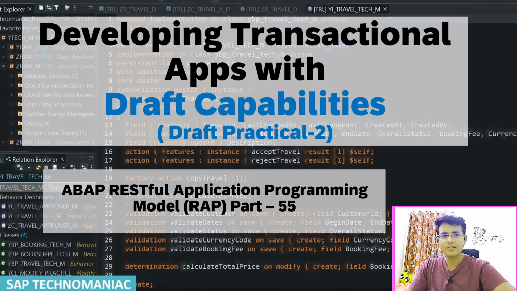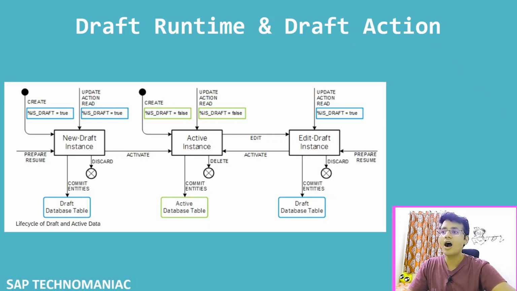Hello everyone, welcome back. In my last video, we completed our draft application where we added some code in our base view and then in our projection view as well. Then we saw how we can create the new draft instance using the create modify statement, which will trigger whenever we click on the create button on the Fiori screen.